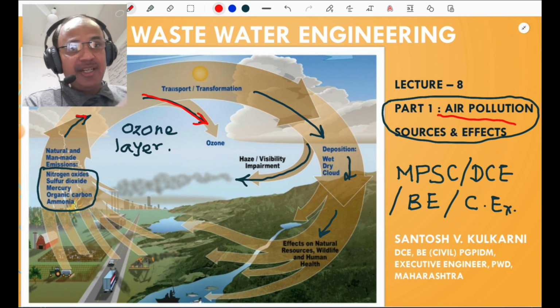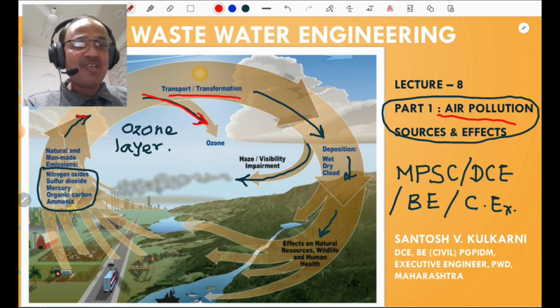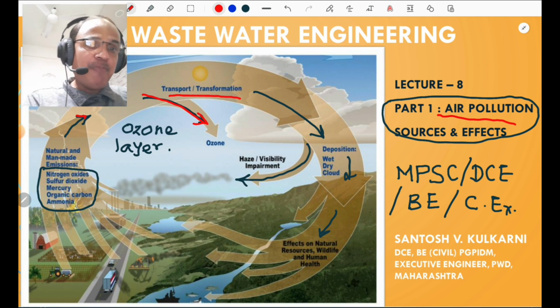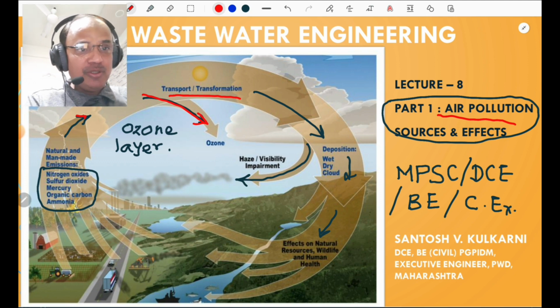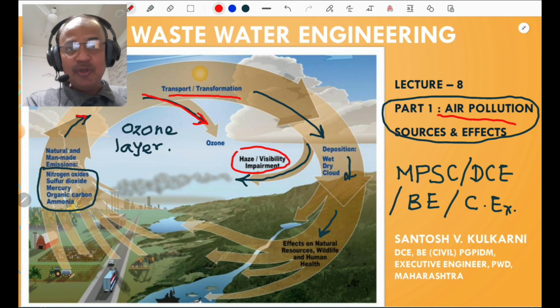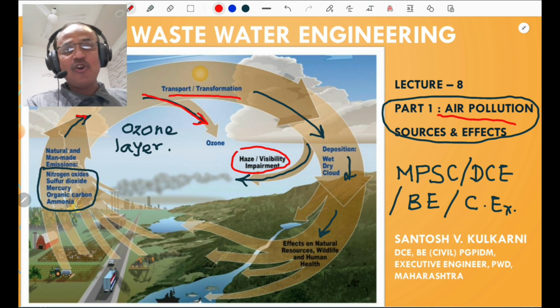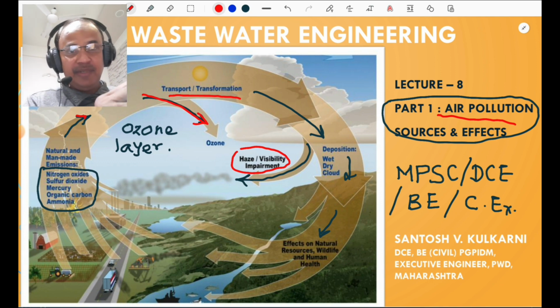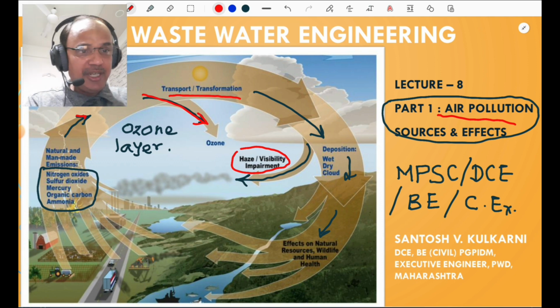Then these pollutants are transported, and there might be certain transformation in the form of deposition on wet, dry, cloud. Sometimes it creates haze or visibility impairment. In Delhi this phenomenon is common, because in Delhi or New Delhi the air pollution is very dangerous and is in larger quantities. Okay.